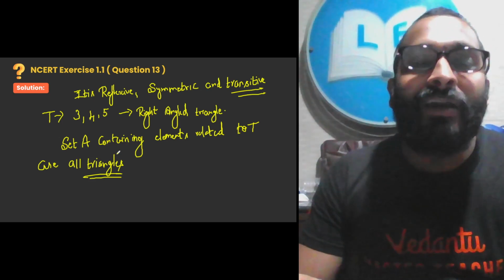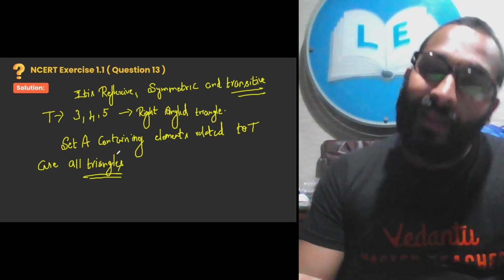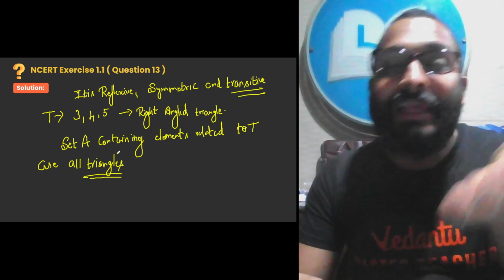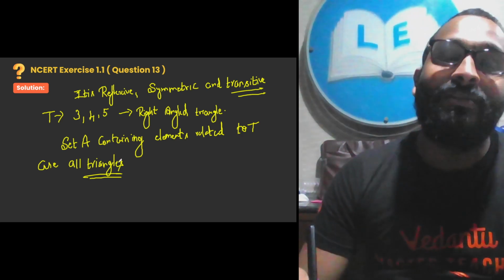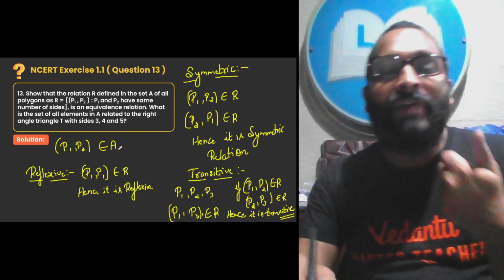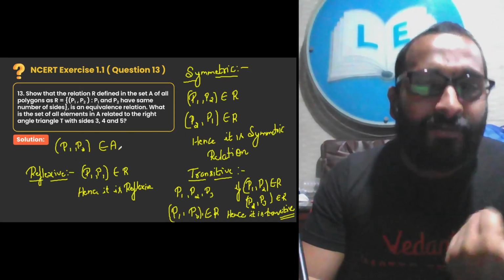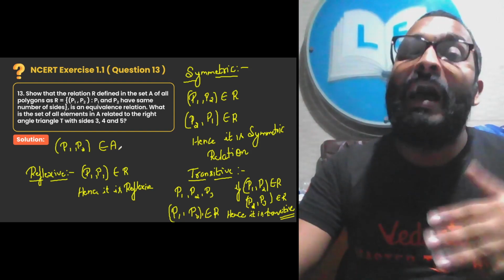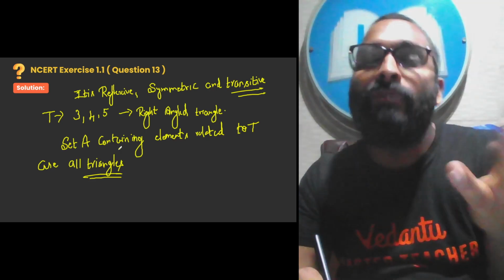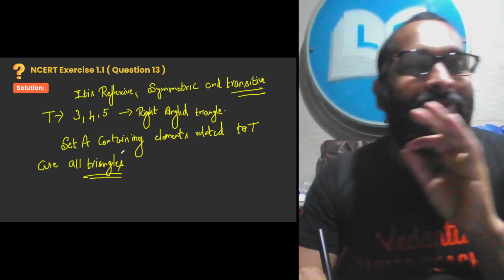What is the main agenda here? What is the relation? Number of sides. So if it is a triangle, then all the other elements related to T in set A are all triangles. Is this clear, children? I hope this was clear, where we checked whether the given relation is reflexive, symmetric and transitive, and also found all the elements of set A related to T, which are all triangles. I hope this is clear and easy.